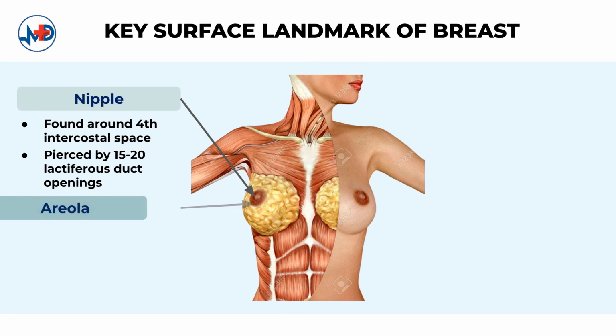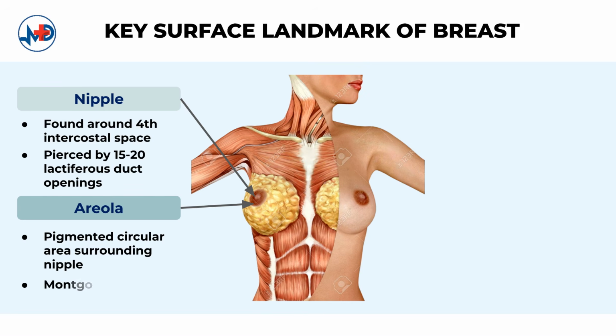Then, the areola. This is the pigmented circular area surrounding the nipple. It contains Montgomery's glands, which are modified sebaceous glands. These secrete a lipoid fluid that lubricates and protects the nipple, especially vital during lactation.